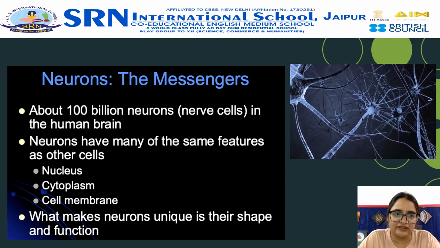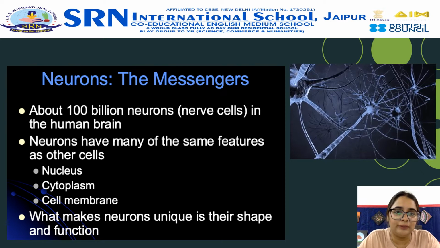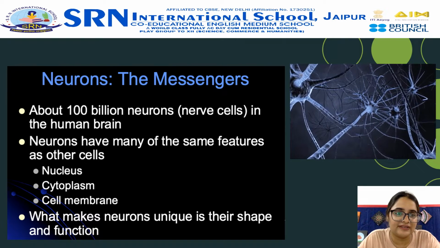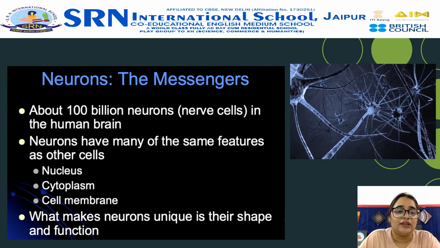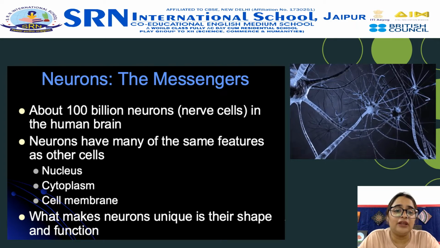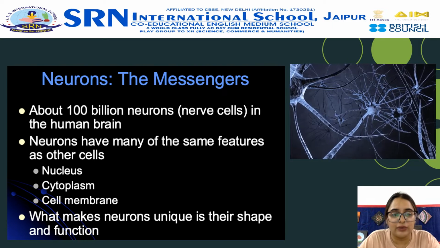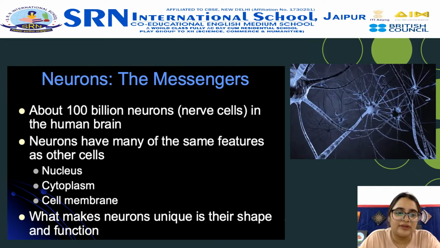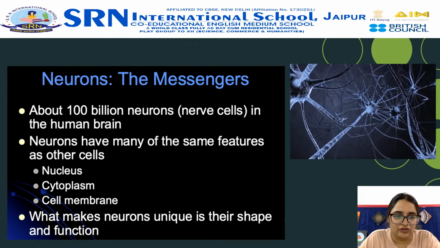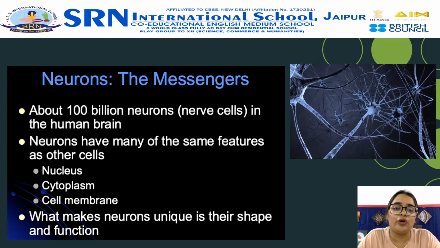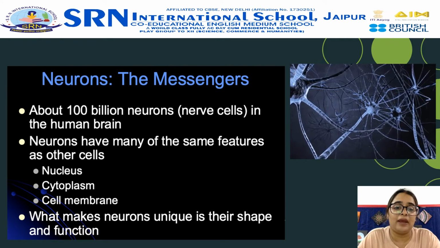These are the messengers, about 100 billion neurons, nerve cells in the human brain. Neurons have many of the same features as other cells. They have nucleus, cytoplasm, cell membrane, etc. Now, what makes neuron unique is their shape and their function.